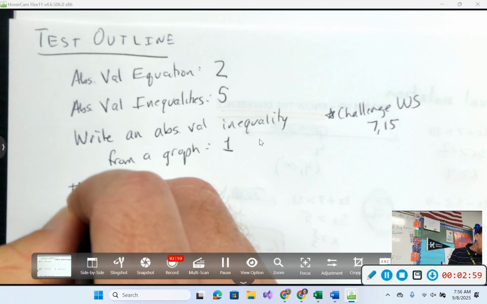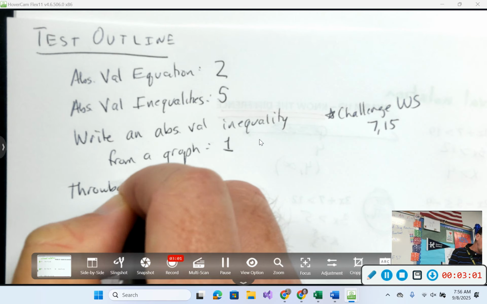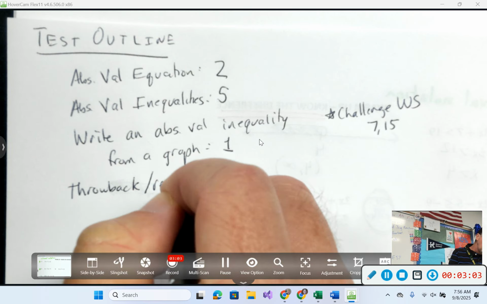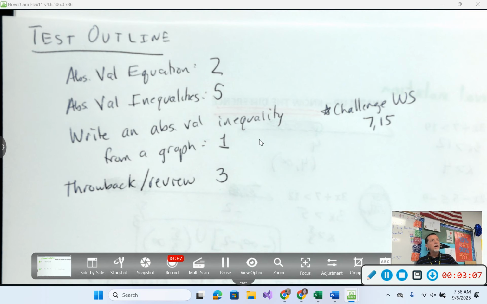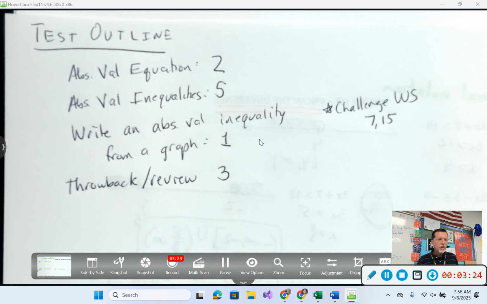There's some throwback/review questions. We've only had 1 unit so far, so throwing back to, is it a function? What's f of 3? What's f of x plus 2? What happens when I plug in 1/2 and 2/3? Can I handle all the fractions? That sort of stuff for throwback questions.